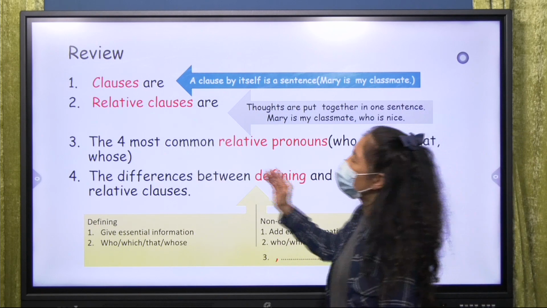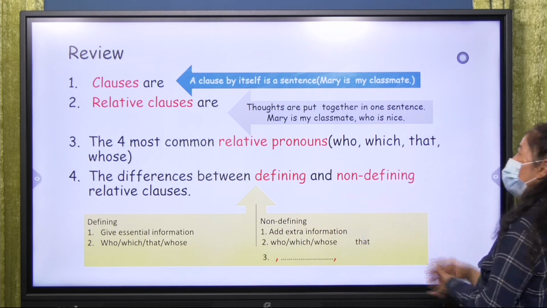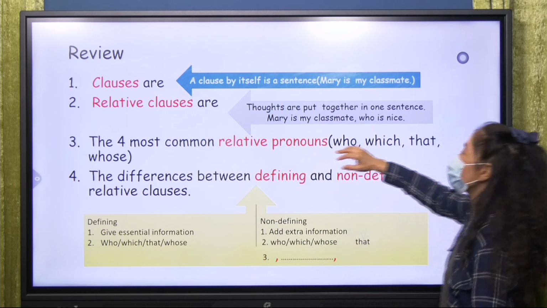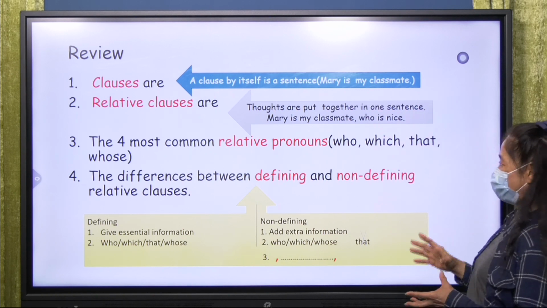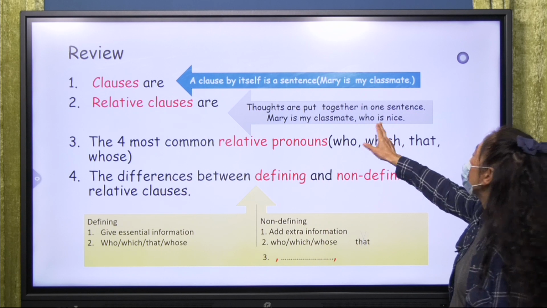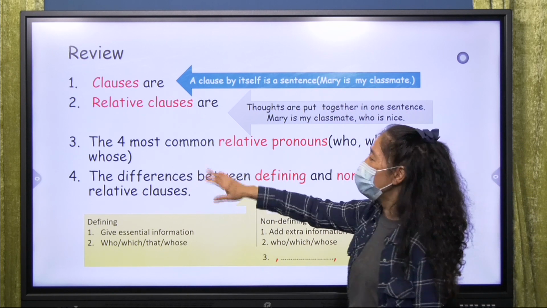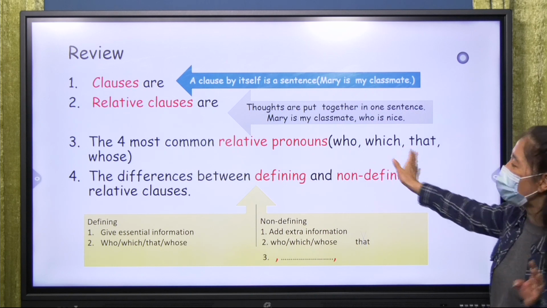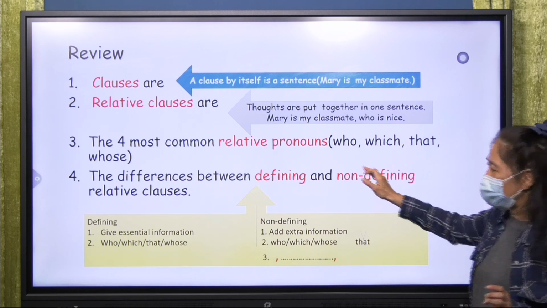Lastly, have a quick look. Today, we look at what clauses are. A group of words that go together can be a sentence, but there should be a subject and verb. Relative clauses put thoughts together to form a larger sentence, but there should be something in common. Like Mary is my classmate who is nice. My classmate is a person, so we use who. The four most common relative pronouns are who, which, that, and whose. But do remember, that can only be used in a defining relative clause.